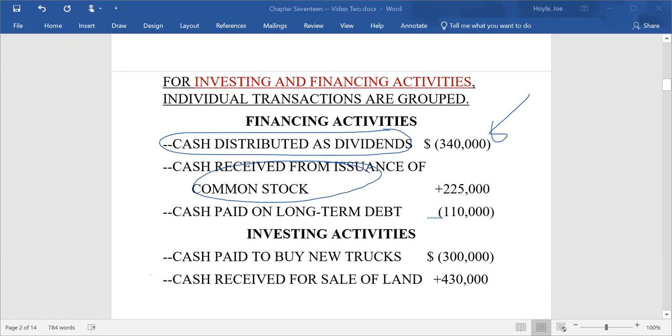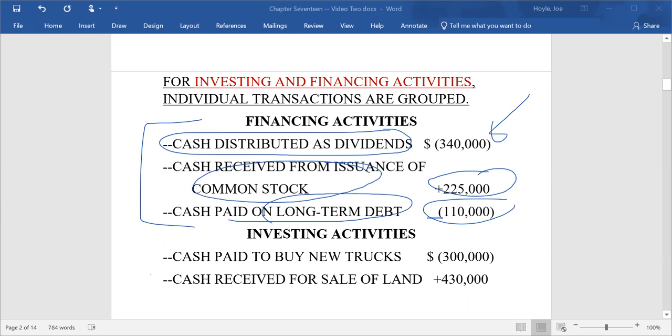That might have been one time or it might have been 5 times. We received $225,000. Cash paid on long-term debt. We apparently were paying off some of our long-term debt. That was $110,000. And notice, and I like this about the statement of cash flows, that's very clear. You can look at that and you can see exactly what happened and how much cash either came into the company or left the company.